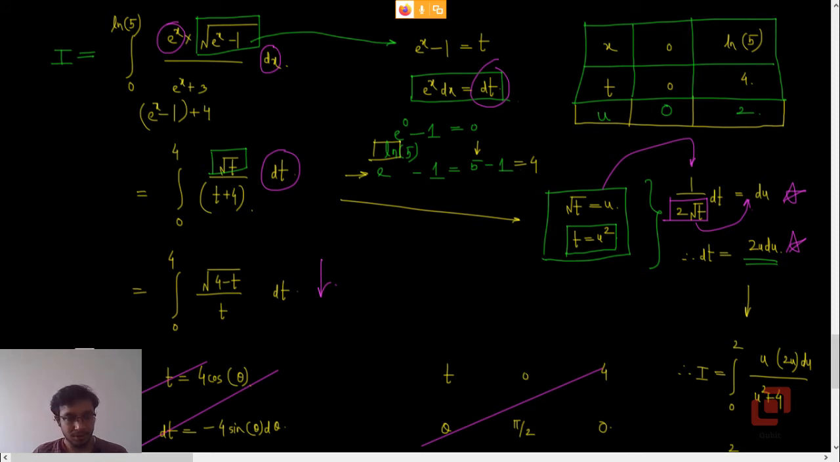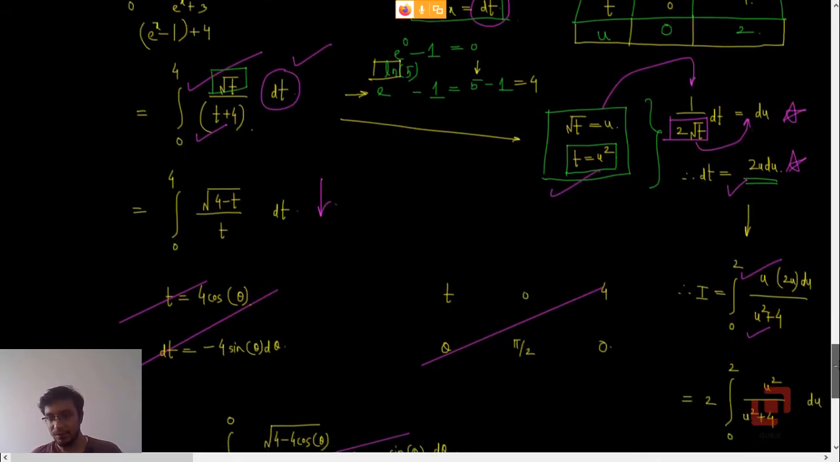Let me now highlight everything in pink color. Let us start with root of t. Root of t is u. Let's go to t plus 4. T is equal to u squared, so t plus 4 will be u squared plus 4. What about dt now? Dt is 2u du. So it will be u into 2u du upon u squared plus 4.